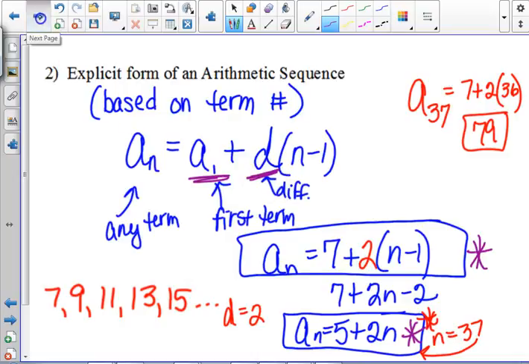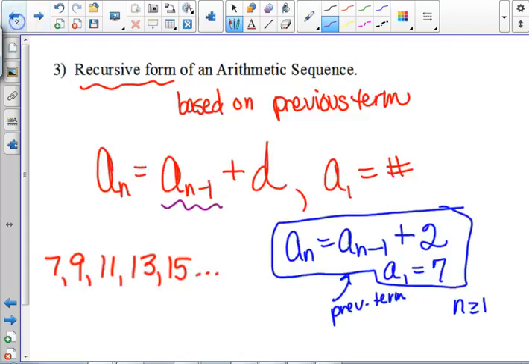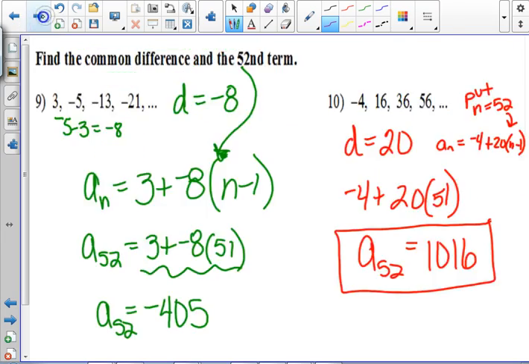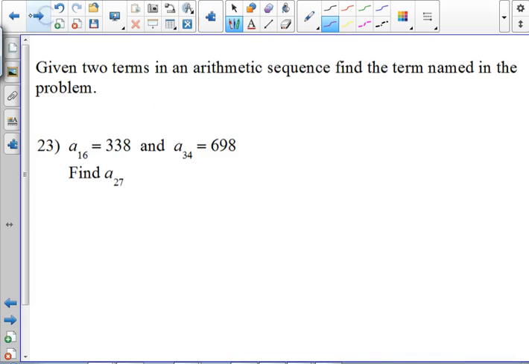Okay, same two things. But when you're done with this one, all it tells you is you take the previous term and you add 2 beginning with 7. Does that really help you if you want to find the 53rd term? Not unless you want to add 2 a whole bunch of times, right? This one is not as useful. It's easier to write.